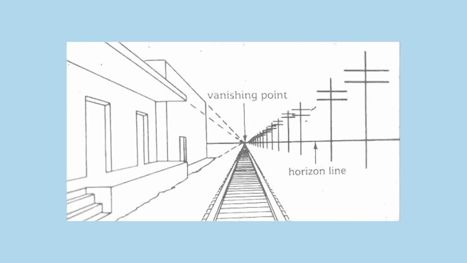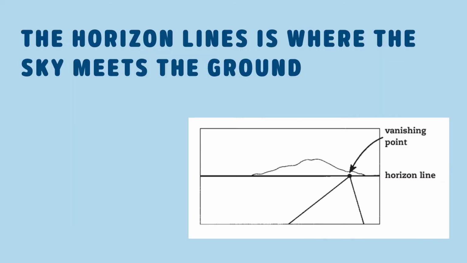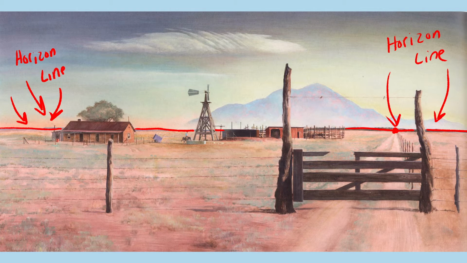In linear perspective, lines that go from the foreground to the background appear to get closer together and meet at the horizon line. The horizon line is where the sky meets the ground. Both the foreground and background objects and shapes all begin below the horizon line, except for the distant mountain. This is because all are resting on the ground, and the horizon line shows the limit of the ground.